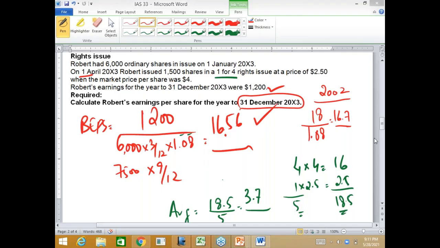Where did we use 18 from? Actually, I was just sharing a value of the EPS with the assumption that it had been given to us for the last year.